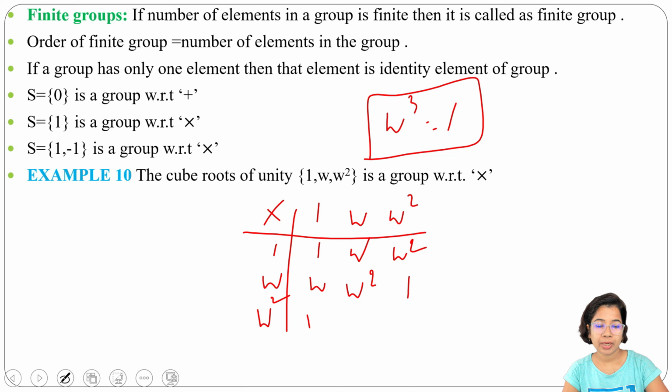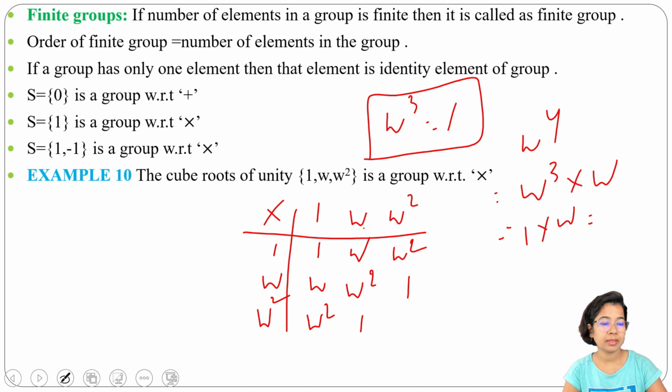Next, w square multiplied by w is w cube, equals 1. Next, w square multiplied by w square is w power 4. We can write w cube multiplied by w, and this is 1 multiplied by w, which is w. So we can write w here. All the multiplication results are in {1, w, w square}, hence it is closure. Also it is associative, as multiplication is associative.